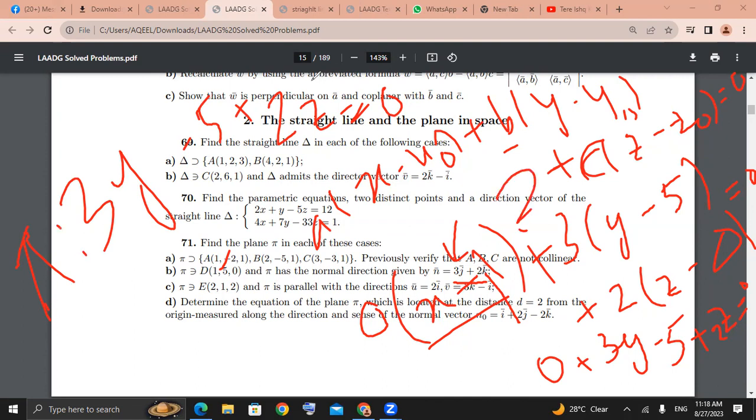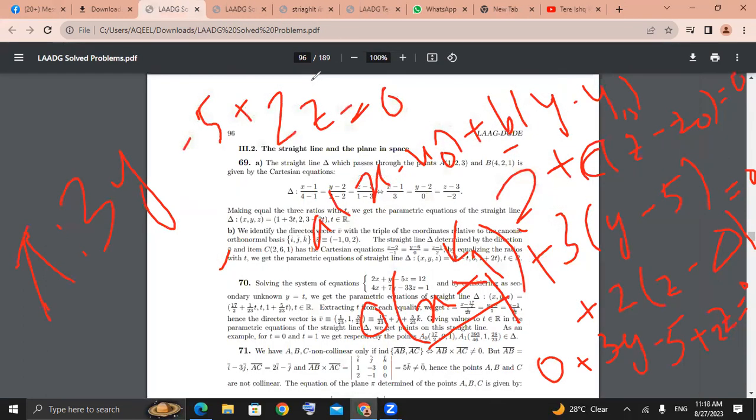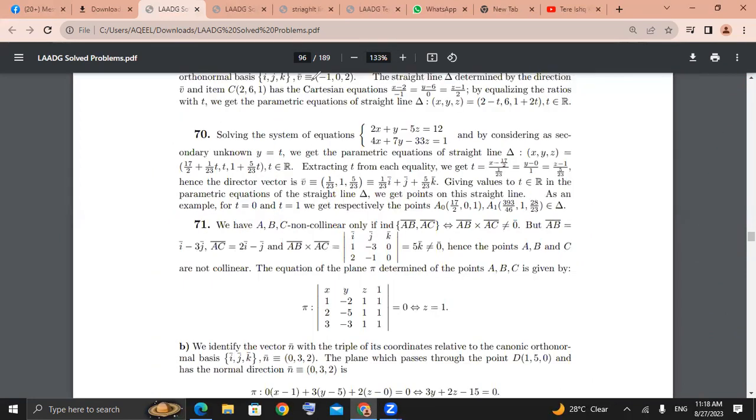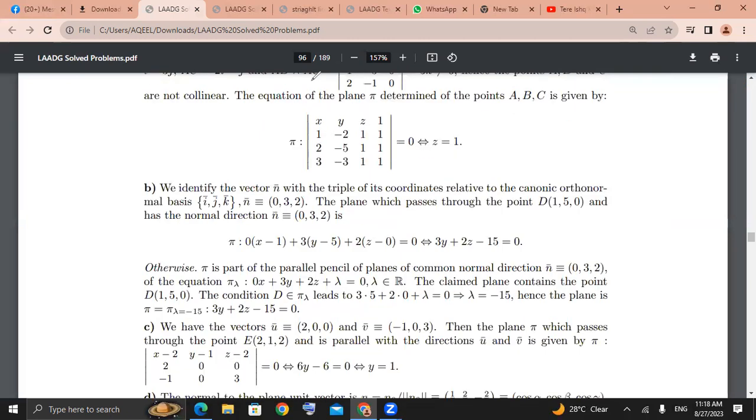This is the plane we have obtained. Is it clear? Yeah. So look here, as you are seeing the part, as I told you, he gives the same thing. He puts the values and gets this equation. Is it clear?